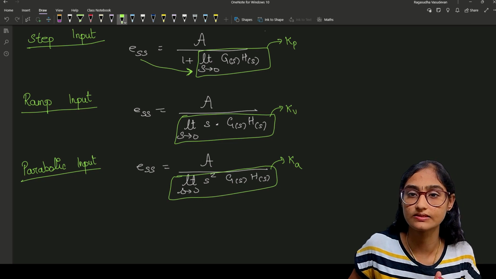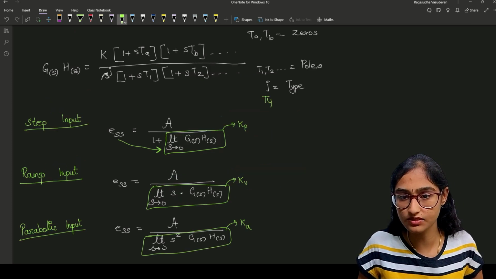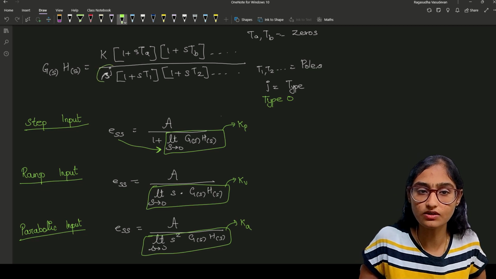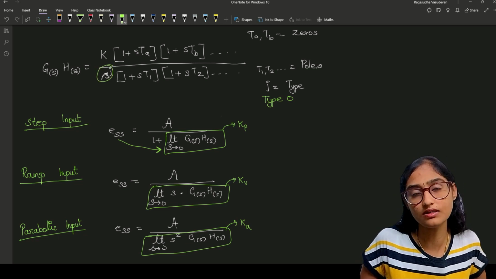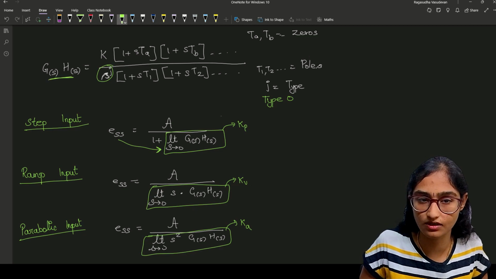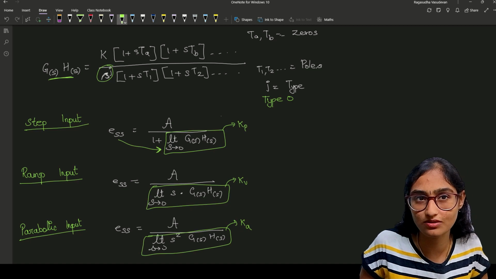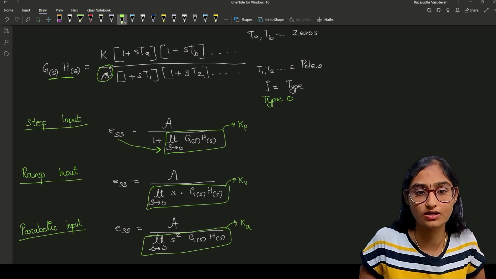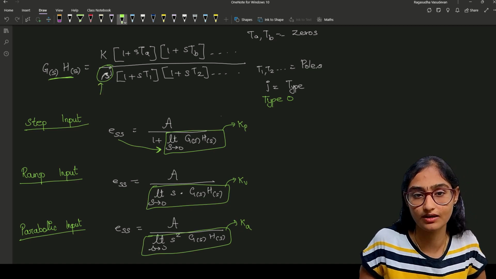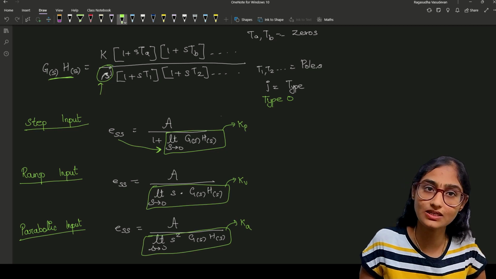Okay, for different cases. Consider this as a type 0 system. If this is type 0, it is S power 0 over the denominator. The G(S) H(S) term will have S power 0 in the denominator, which means it is 1. There is no S term separately. So what will happen when S tends to 0?